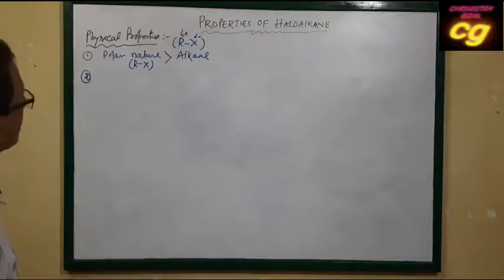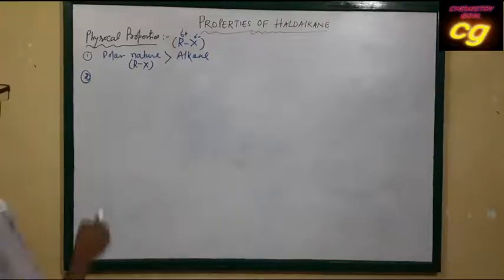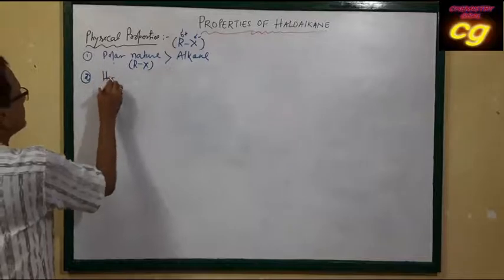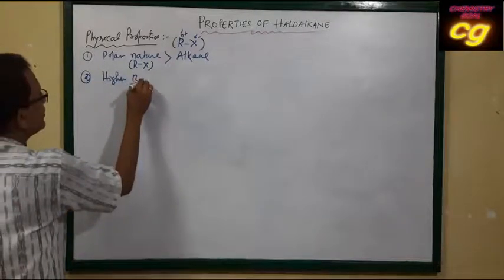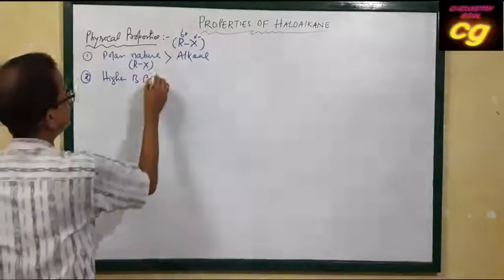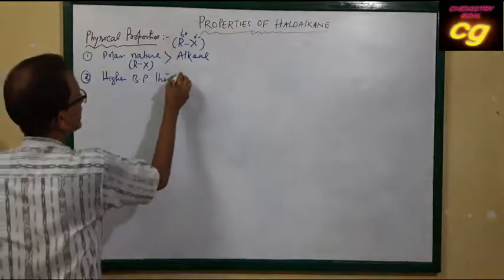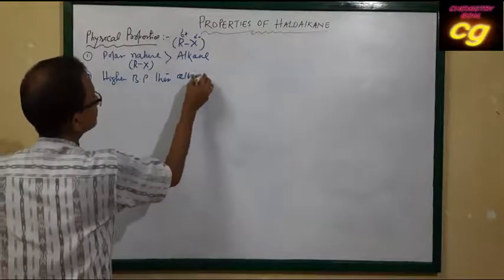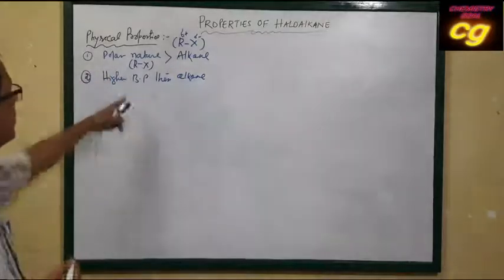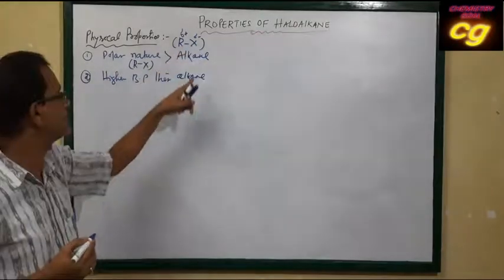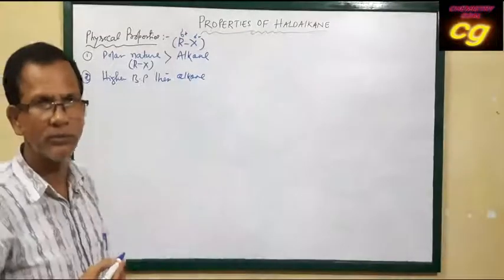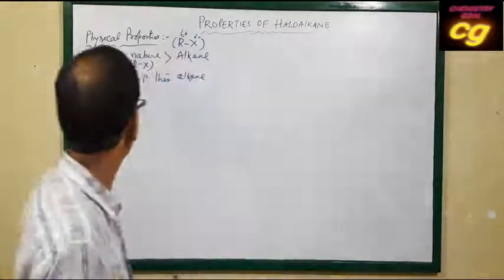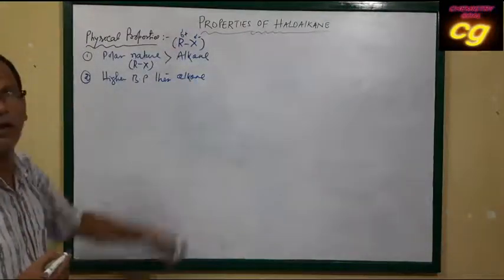It has a higher boiling point, higher BP than alkane. Why? Because it's a polar compound having partially positive and negative charge, but alkane is a pure covalent compound, non-polar. That's why it has a higher boiling point than alkane.